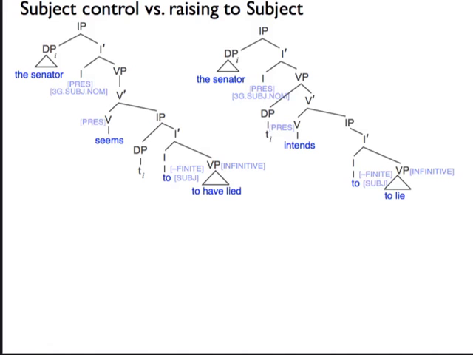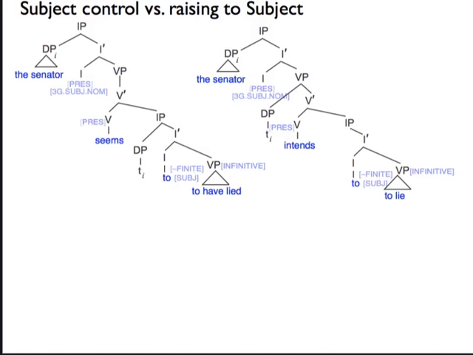I guess you have to kind of change with intend. With seems, it wants to have mostly some kind of stative. Actually, seems wants to have something, and what you do then is to put in auxiliaries for whatever reason, right? Seems to have lied, rather than seems to lie. I guess you could say that, right? The senator seems to lie a lot.